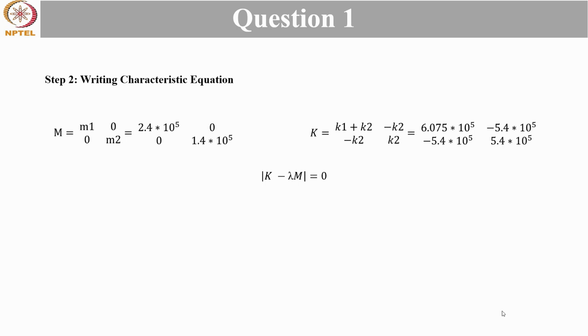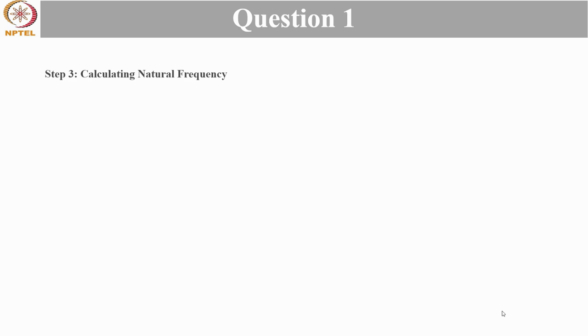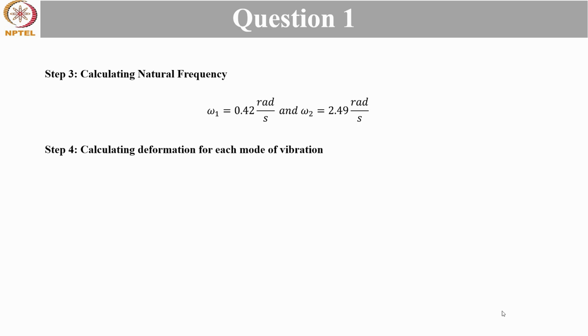Now the characteristic equation for a multi-degree of freedom system is given by nothing but the modulus of the determinant of k minus lambda m is equal to 0. So it is nothing but k1 plus k2 minus m1 lambda, minus k2, minus k2, and k2 minus m2 lambda. Substituting all the values and solving the determinant, we will get lambda 1 and lambda 2, which are nothing but the squares of natural frequency. So we'll get omega 1 is equal to 0.42 radian per second, and omega 2 is equal to 2.49 radian per second. So this is how we will obtain the natural frequency of vibration.